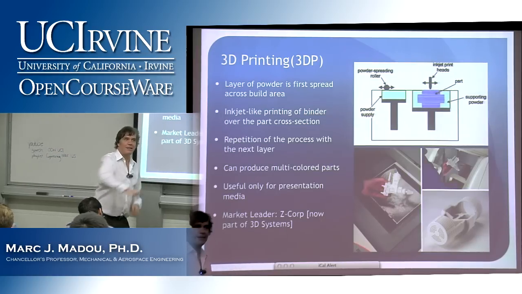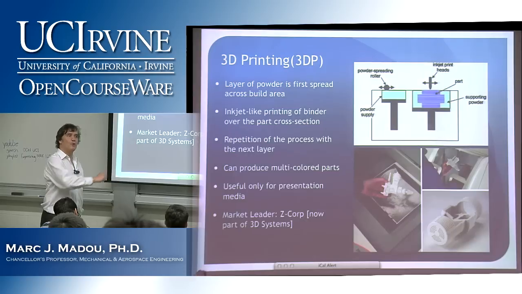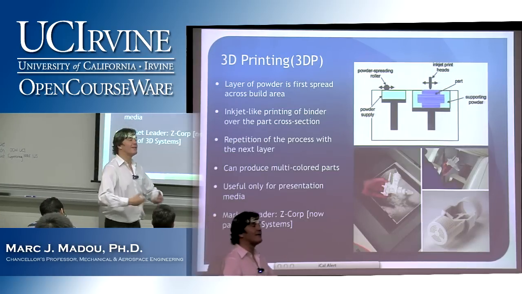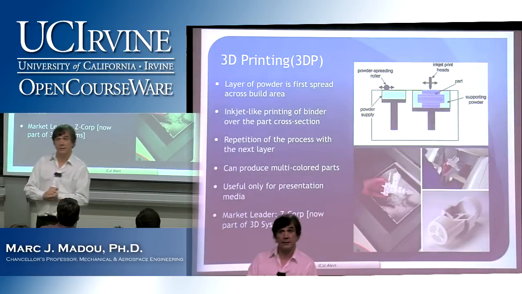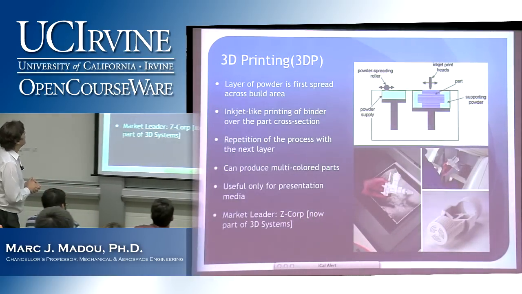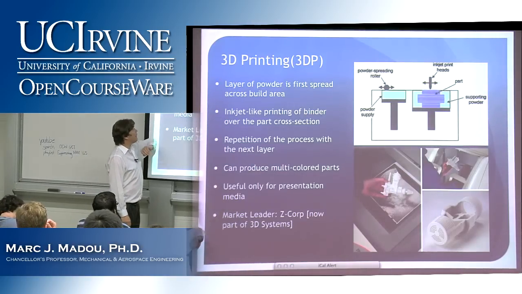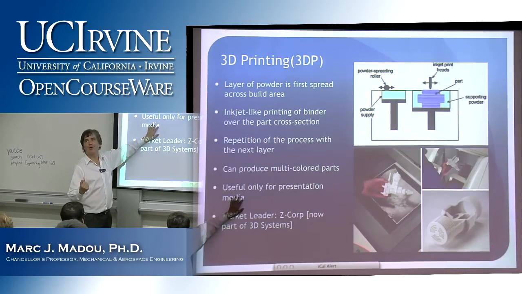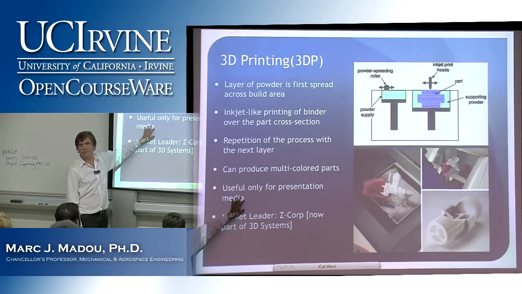I was explaining, right? You go over that first layer and give it the glue or the ink, and it sticks together. By the way, they often will have to give it a little bit of extra sintering afterwards, right, to make the powder stick together better. A repetition of the process with each layer can produce multicolored parts. This is not a good material, rarely functional, so it's mostly to demonstrate things, models, right?